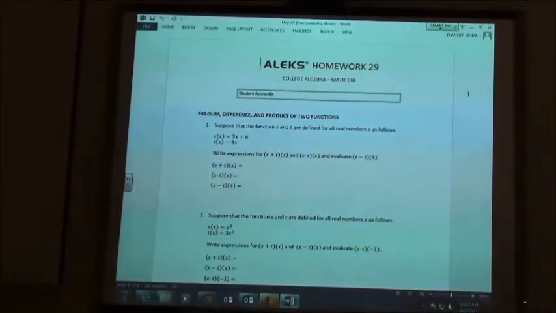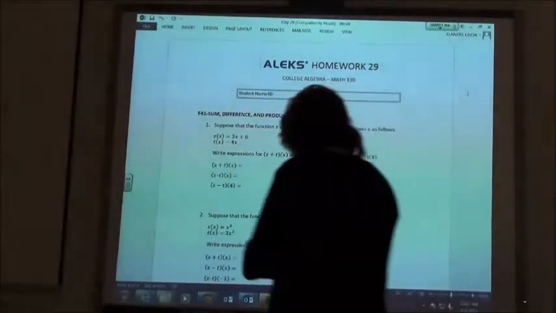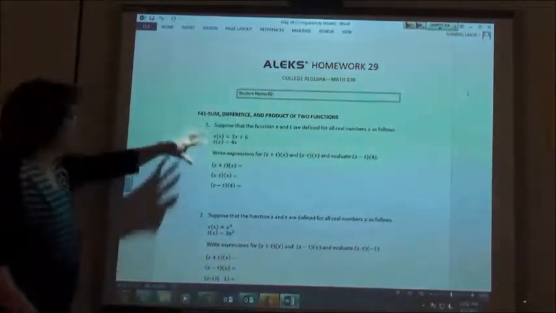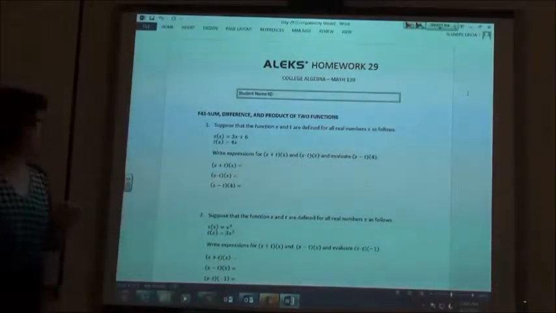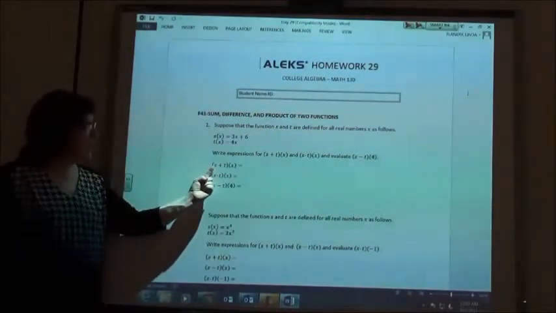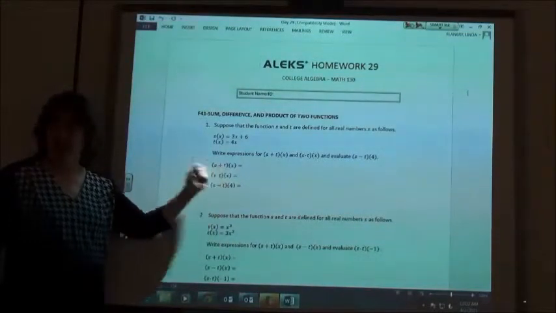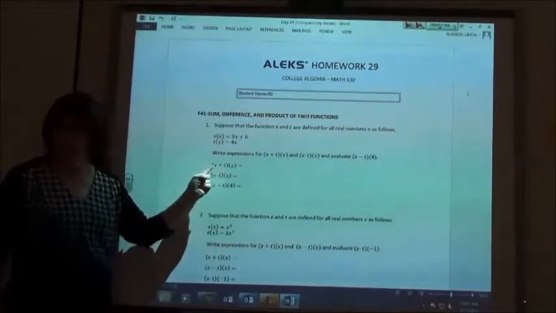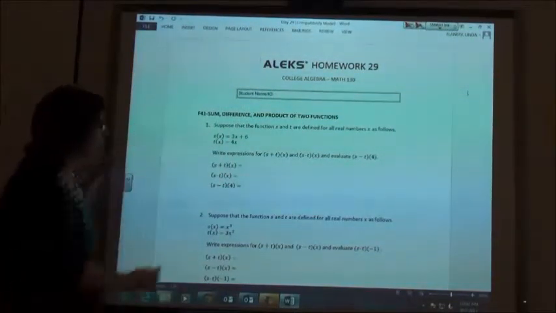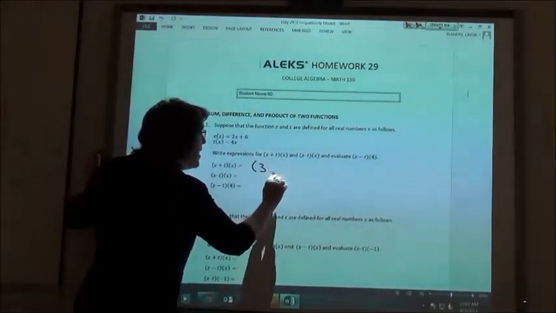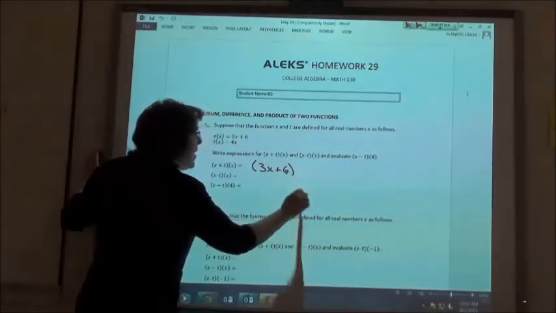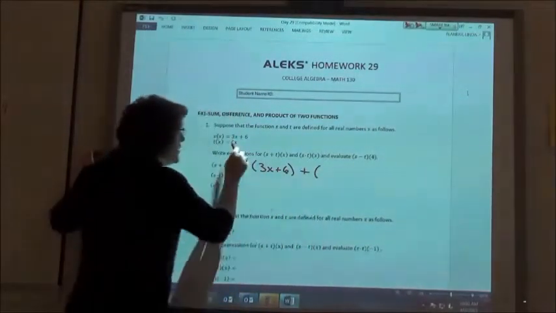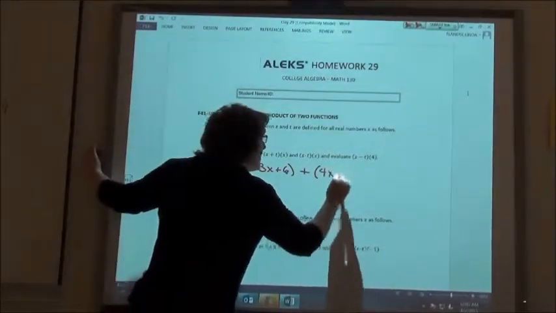All right, so homework 29, the end of chapter 2. Back to some things that are in functional notation. So this is telling me to take the s function and add the t function, right? S plus t. My s function is 3x plus 6. I'm going to add the t function, which is just a 4x.